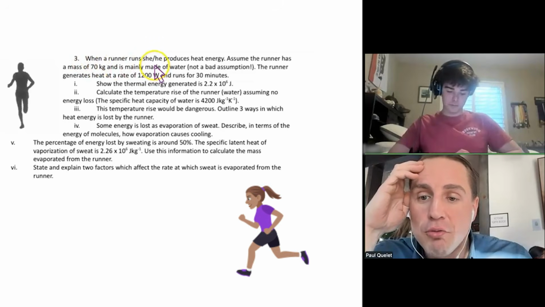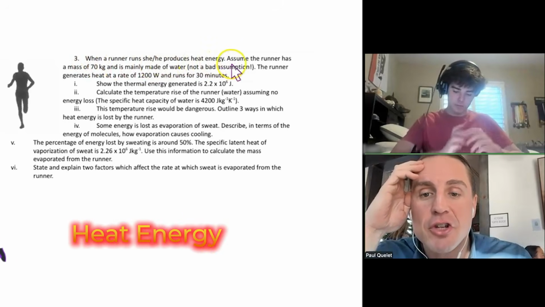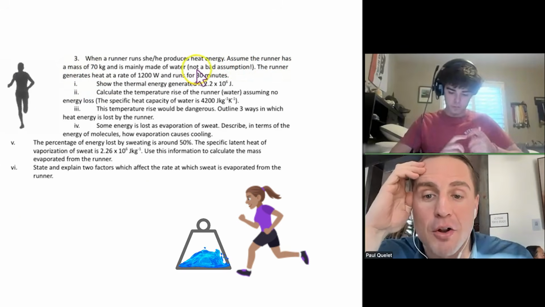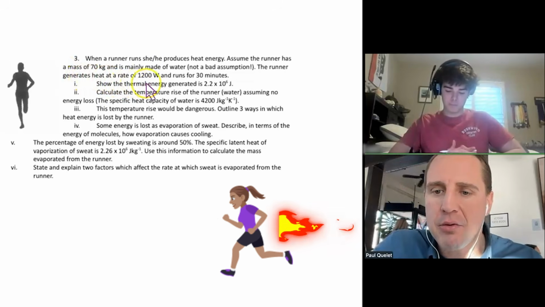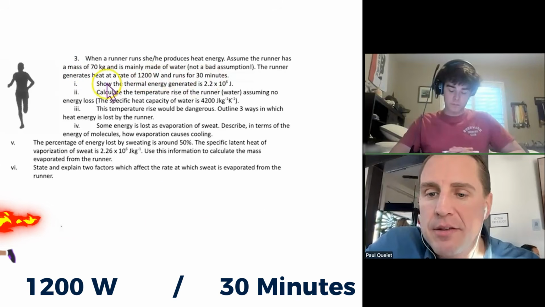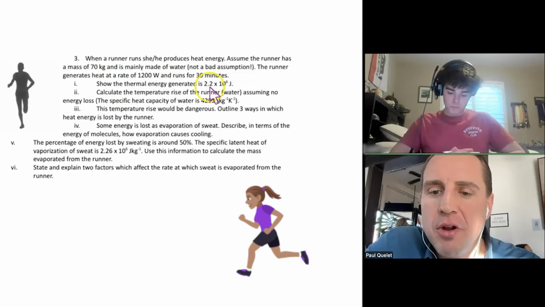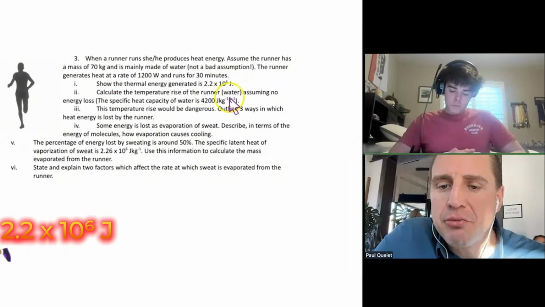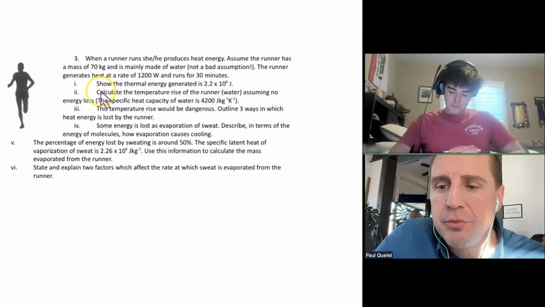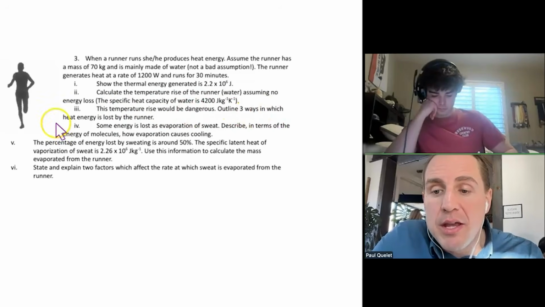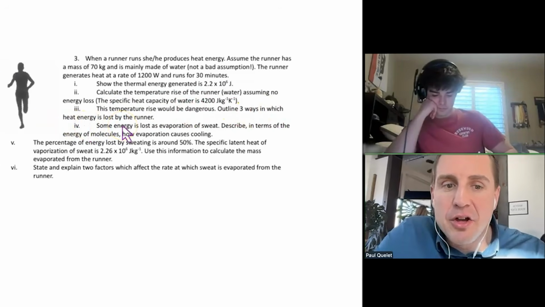When a runner runs, he or she produces heat energy. Assume the runner has a mass of 70 kilograms and is mainly made of water. The runner generates heat at a rate of 1,200 watts and runs for 30 minutes. Show the thermal energy generated is 2.2 times 10 to the 6 joules. Calculate the temperature rise of the runner, that's water, assuming no energy loss. This temperature rise would be dangerous. Outline 3 ways in which the heat energy is lost by the runner.